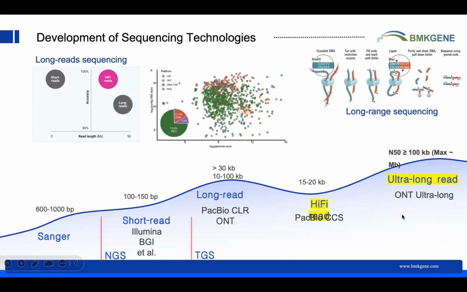So combining HiFi reads with ultra-long reads is also another option for assembling a genome. Since it's a very new technology, here the ONT sequencing refers to ultra-long read ONT sequencing. You can see just a few papers have been published using this method, but the quality and the N50 values are very high compared to other methods.